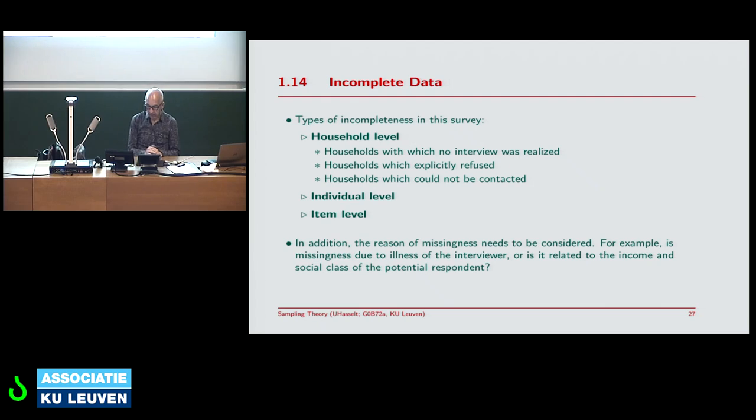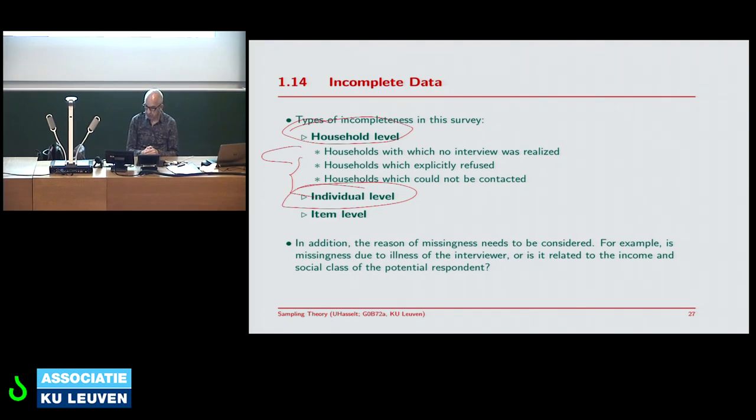Well, we can have incomplete data: non-response, missingness, non-contactable, etc. At household level, a household with which no interview was realized. That's a definition, but it can take two different forms. Households explicitly refused, or they could not be contacted, but these are two different things. If they never can be contacted, you don't even know whether they would refuse had they been part of the survey.